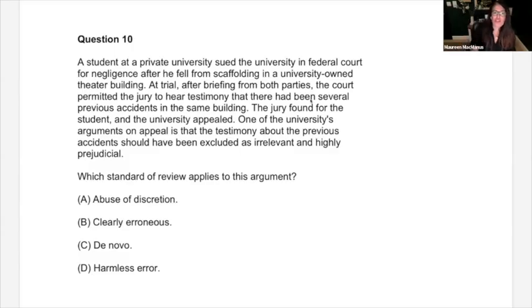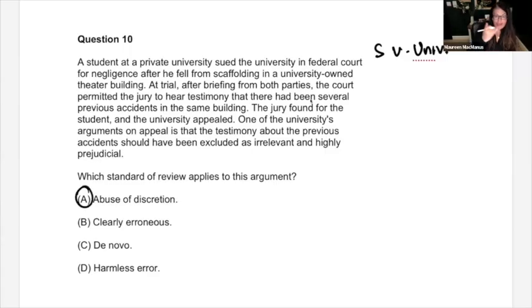So here we have a student at a private university who sued the university in federal court for negligence. So student v. university, after he fell from scaffolding in a university-owned theater building. At trial, after briefing from both parties, the court permitted the jury to hear testimony that there had been several previous accidents in the same building. So this is admitting certain evidence. The jury found for the student and the university appealed. One of the university's arguments is that the testimony about the previous accidents should have been excluded as irrelevant and highly prejudicial. So which standard of review applies? And this is admitting evidence, so abuse of discretion is what applies in this instance.